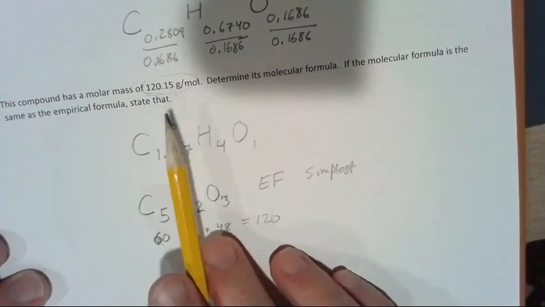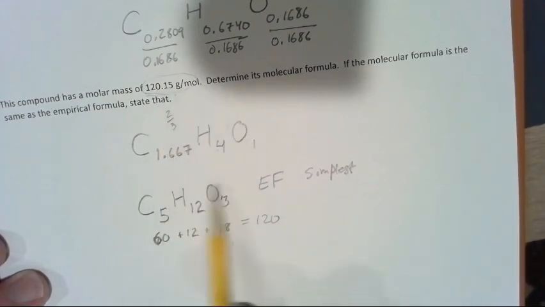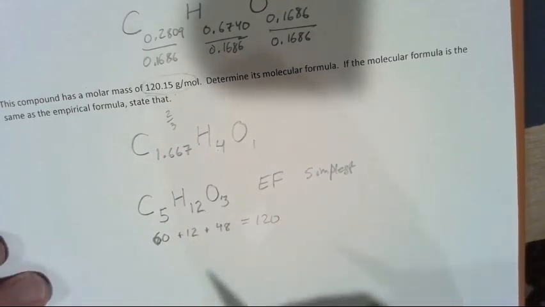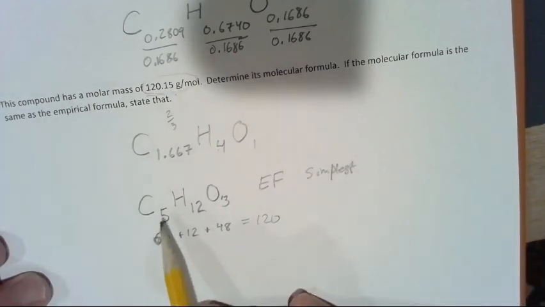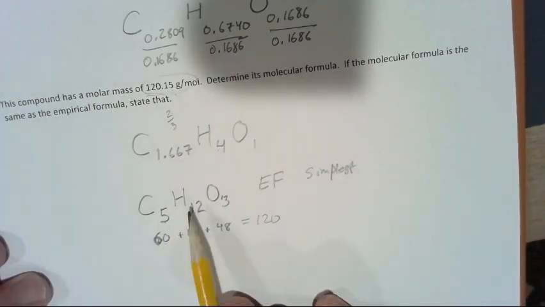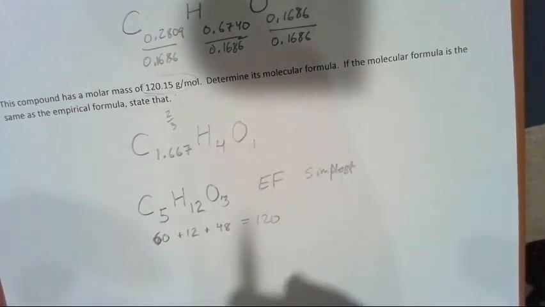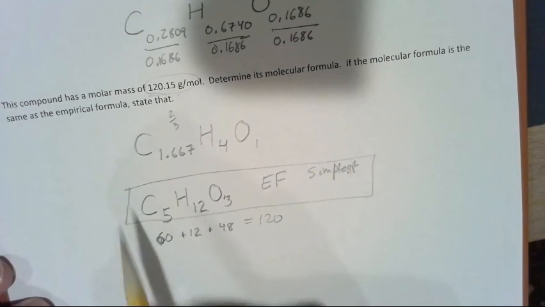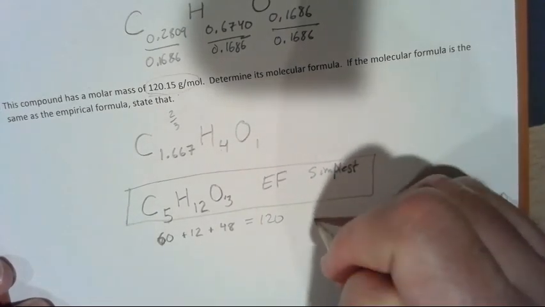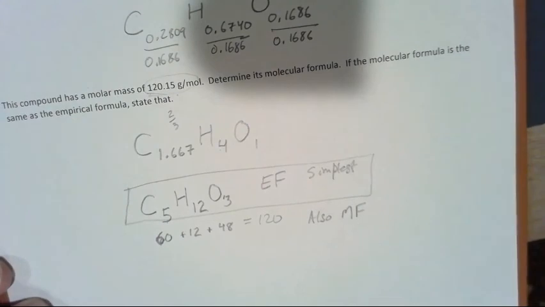So really what we're saying is the molar mass is telling us that this entire thing is not just the empirical formula, but it is also the molecular formula. And there is a compound that you can find that has 5 carbons, 12 hydrogens, and 3 oxygens arranged and bonded, and that is the entire molecule. So it is, in this case, the empirical formula. It is also the molecular formula.